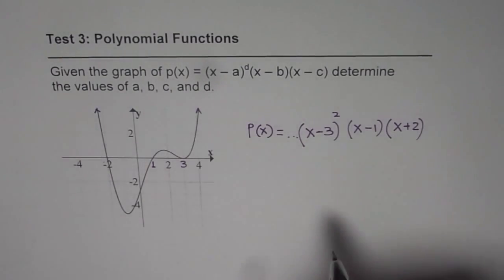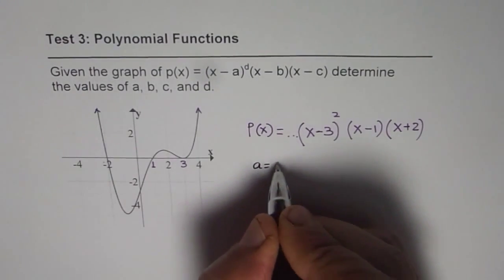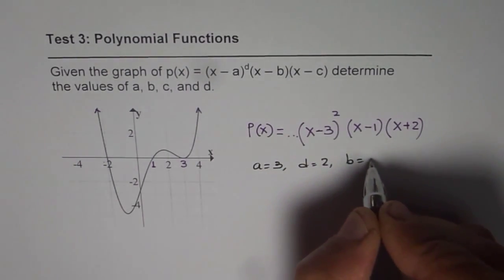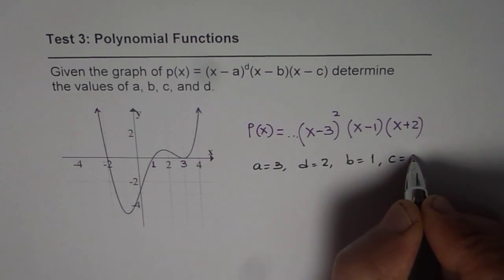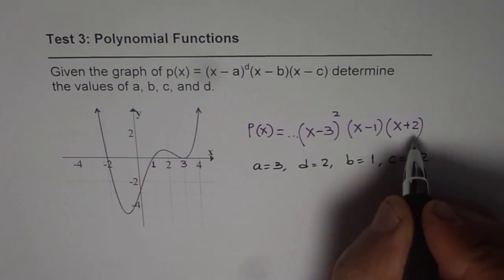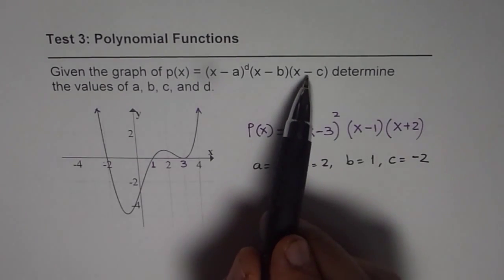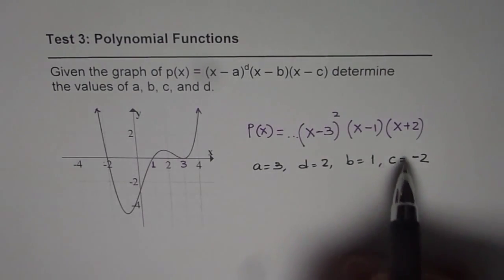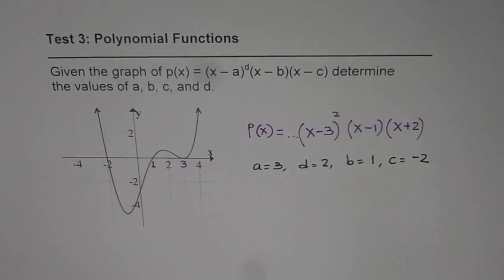Now you can compare and find out that a for us is equal to 3, d is equal to 2, b is equal to 1, and c is equal to minus 2. Do you understand? I stopped because I wanted you to figure it out. It is minus c here, right? So minus of minus 2, so that should be minus 2 when you compare these two factors.